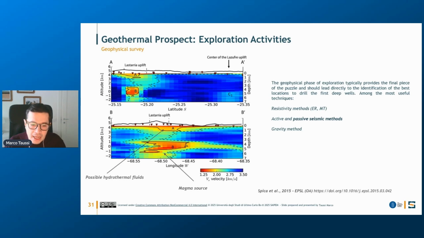For example, decreases in the velocity of secondary waves can be interpreted as indicators of possible fluids, partially molten zones, or the presence of a magma source, which may correspond to a potential geothermal reservoir.